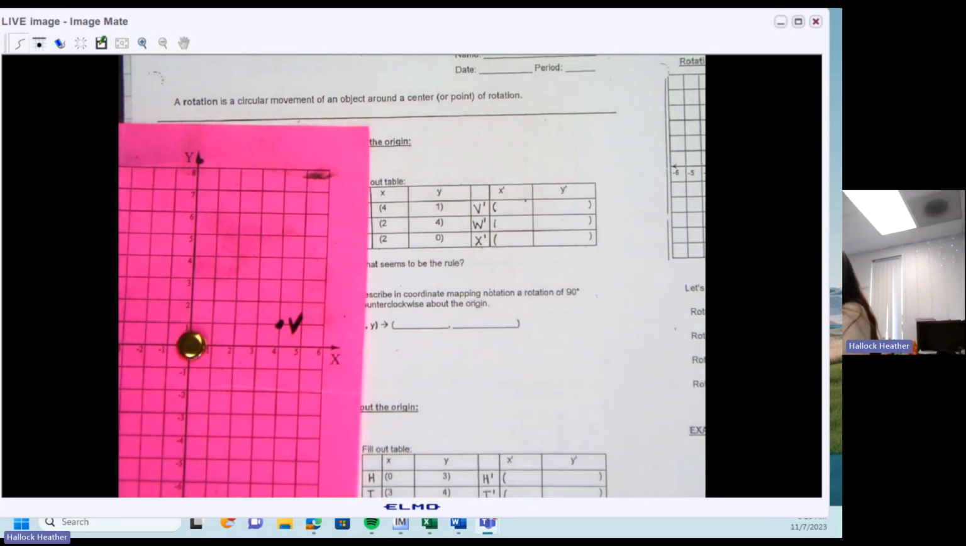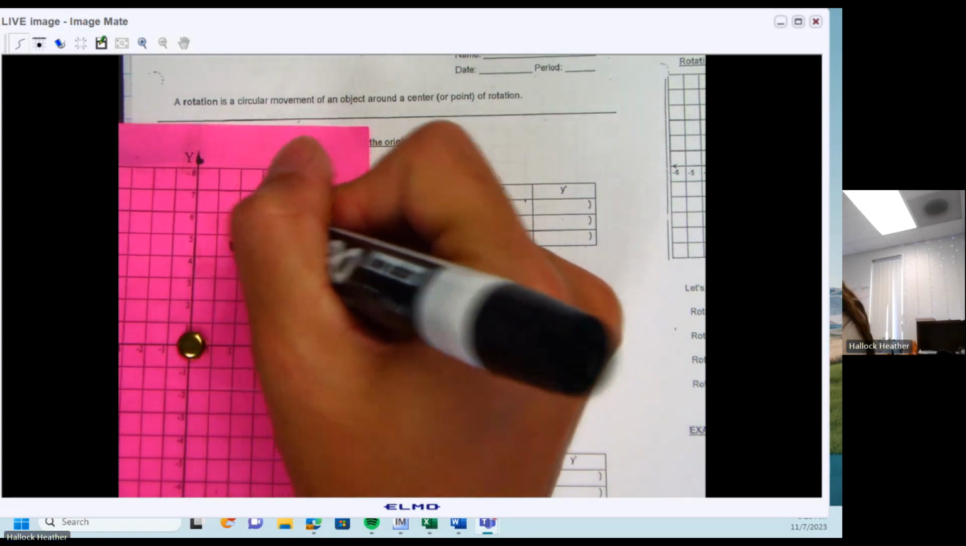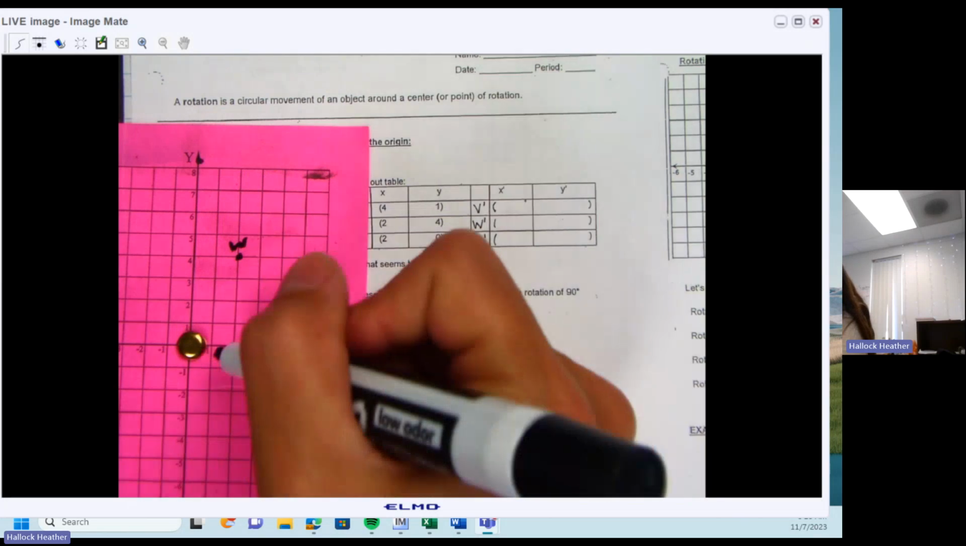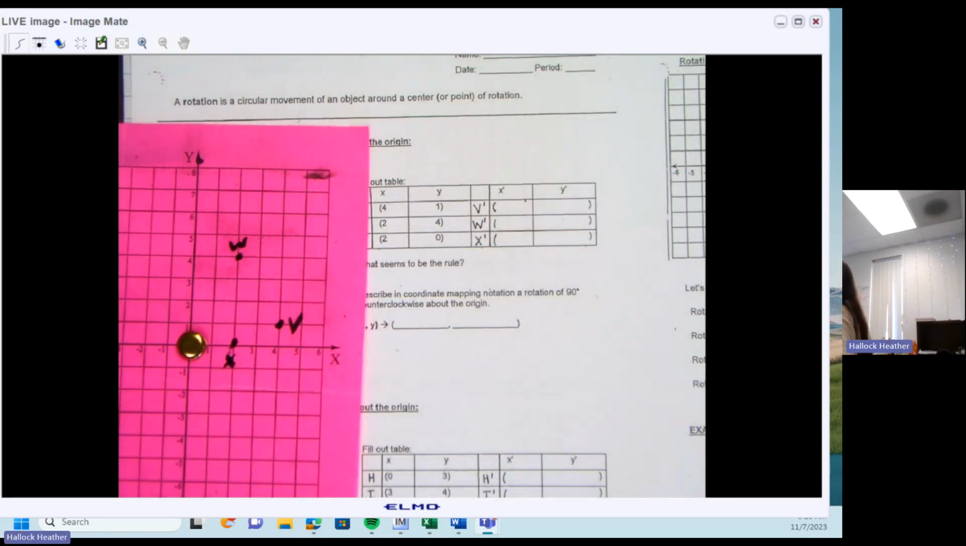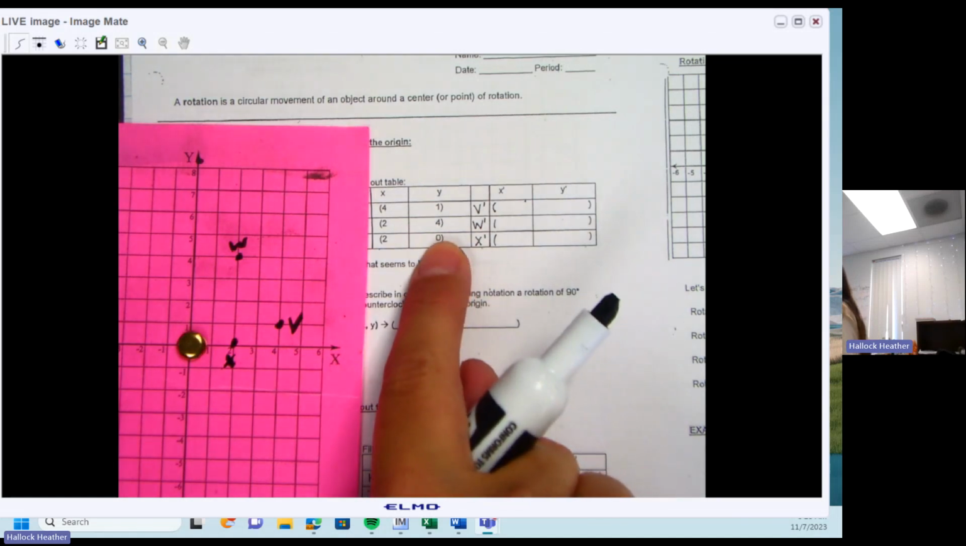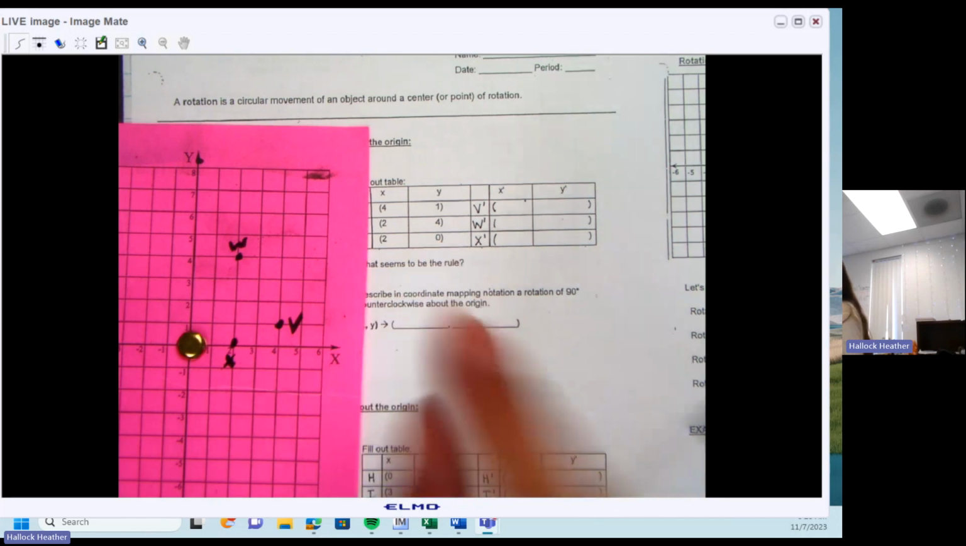W is originally at 2, 4. And X is at 2, 0. So you should have 3 points. Take a second, make your 3 points from your T-chart. And we're going to connect them to make the same triangle that's on your worksheet, that's on your graph.